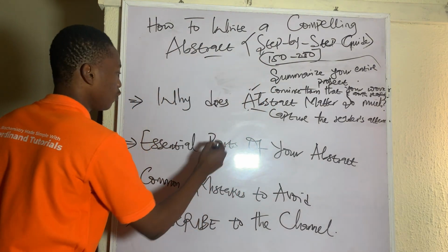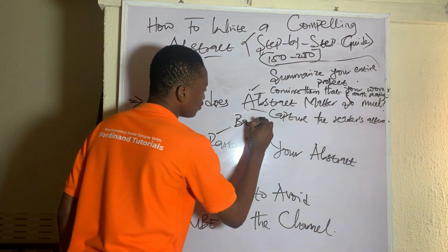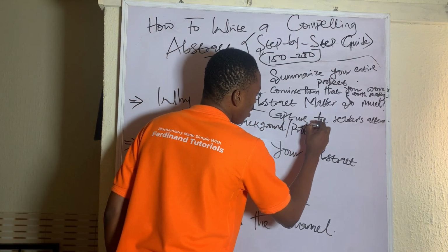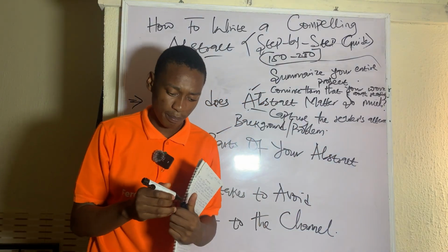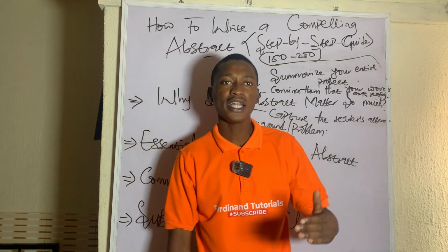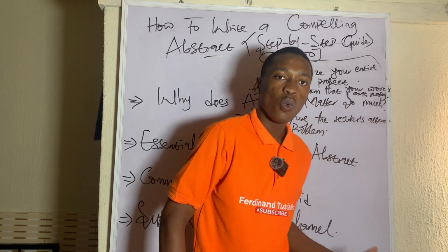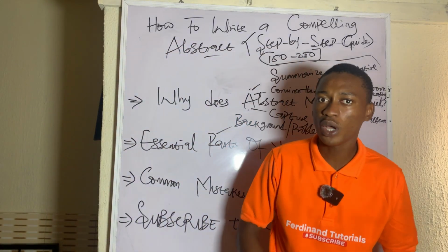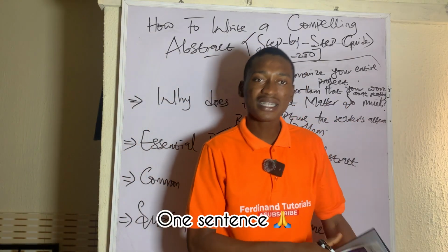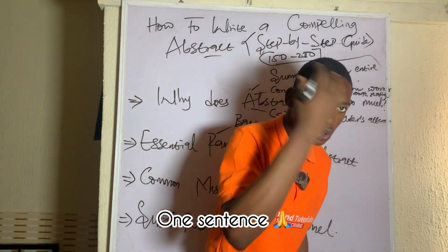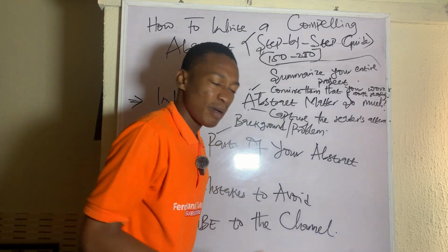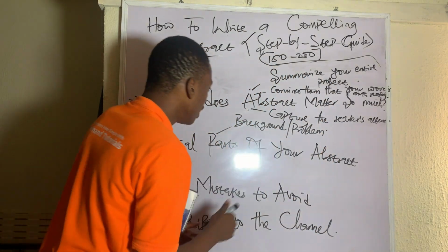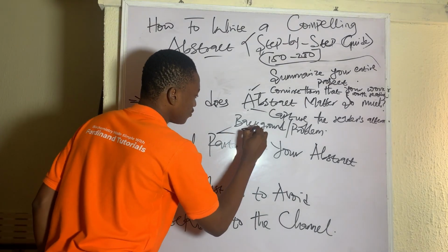Now, the first part is what we call the background or problem. When we are talking about the background of the problem, it simply means you talk about the gap that your research is trying to fill. Background of the problem does not mean you go and copy the introduction and paste. No. In brief, you should be able to talk about the problem that your research is solving in your abstract. Are we together now?